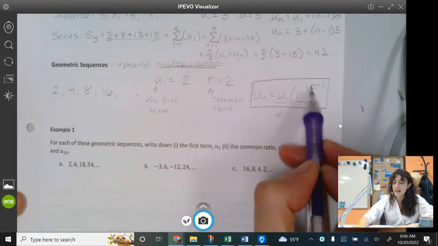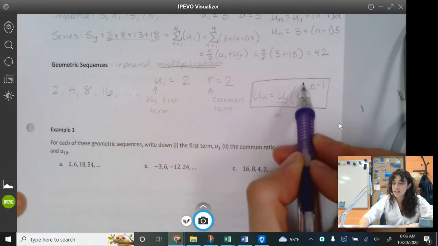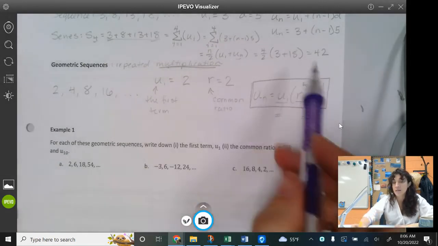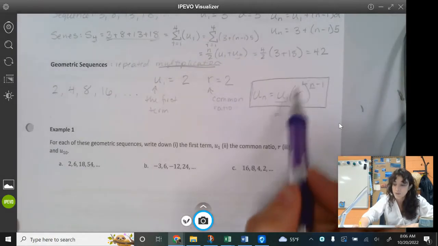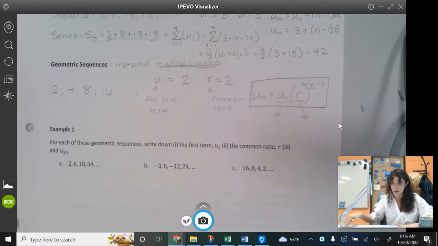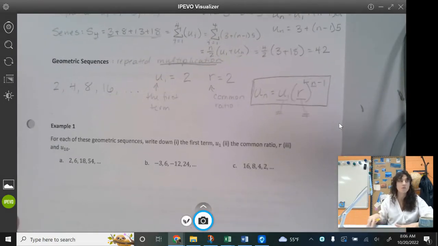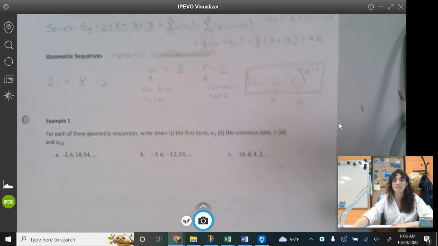That n minus 1, that exponent right here, is only applied to r. So please remember that, right? Like this guy is not applied to u sub 1, only to the r. And then we multiply by u sub 1 afterwards. So a few things with order of operations to keep in mind.